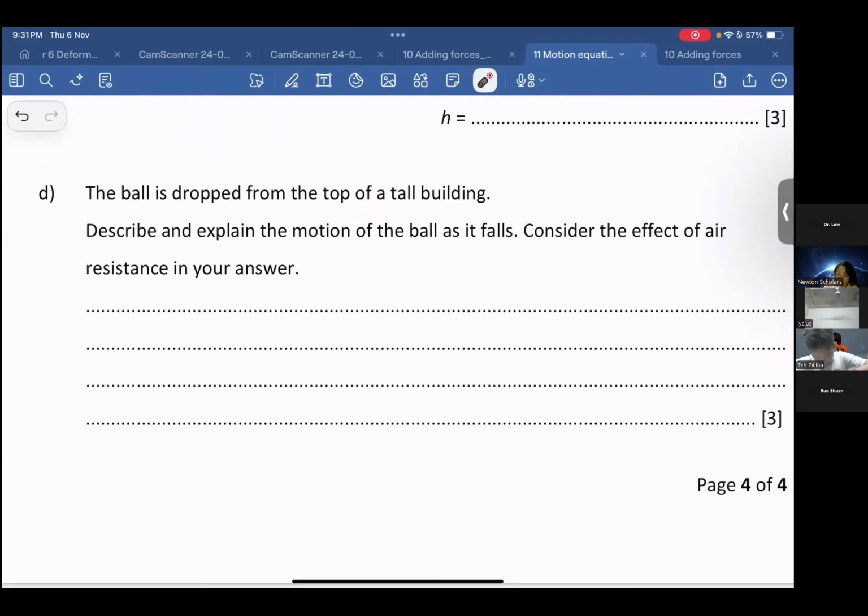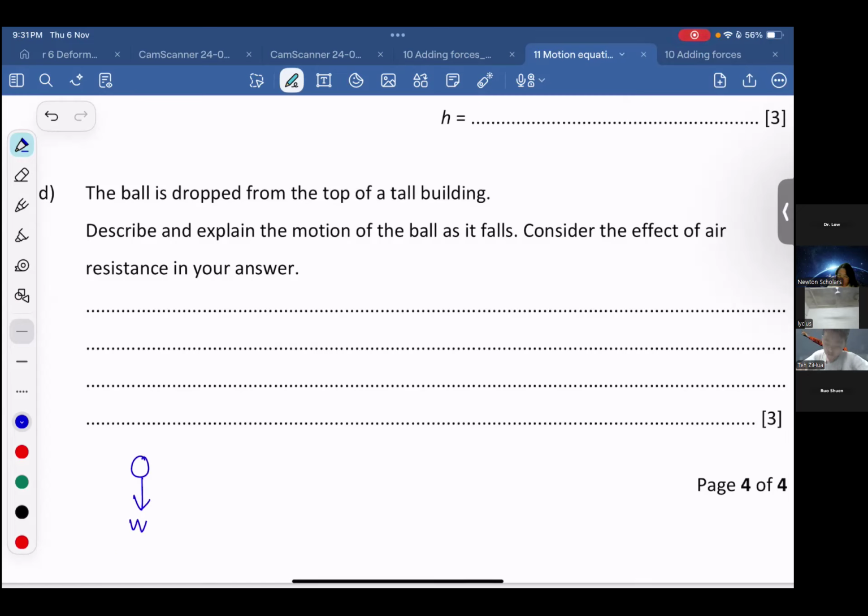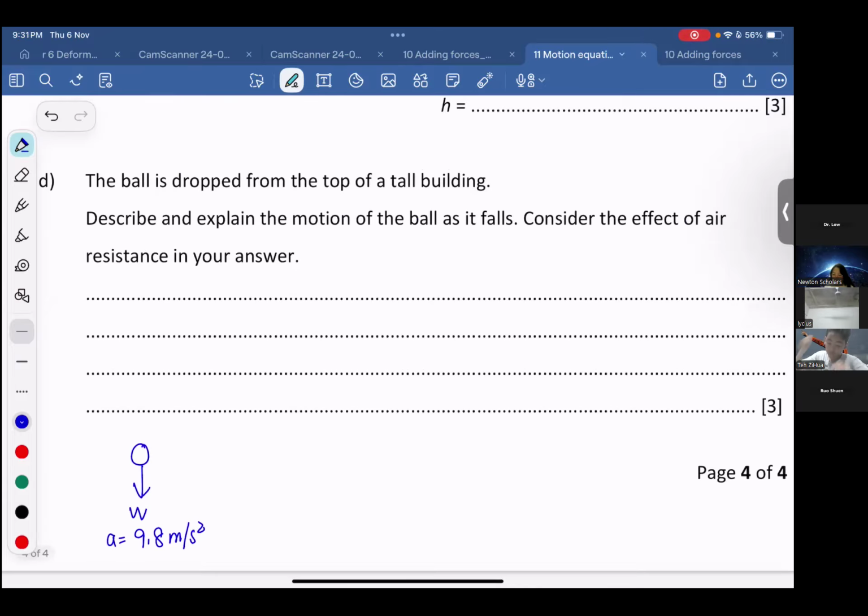The last one is actually talking about terminal velocity. Object drop, the ball drop. Initially, the object drops because of the weight. How does it accelerate? Exactly at 9.8 meter per second squared. So this question is about the previous lesson on terminal velocity. Describe and explain the motion. Acceleration is motion. Why? Because it accelerates due to the weight. So initially the ball accelerates at 9.8 meter per second square due to weight.